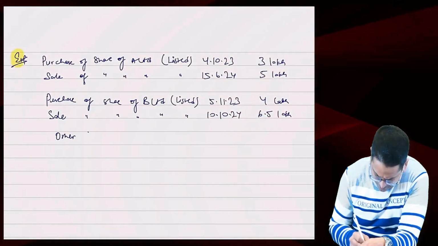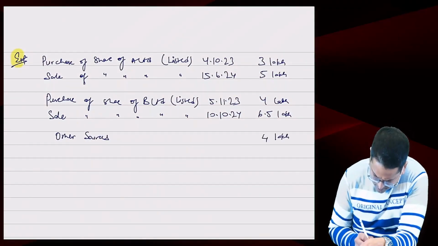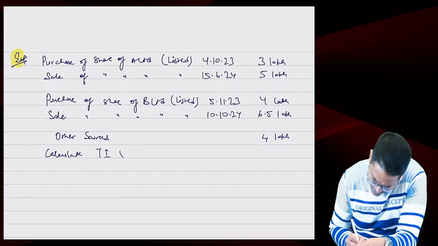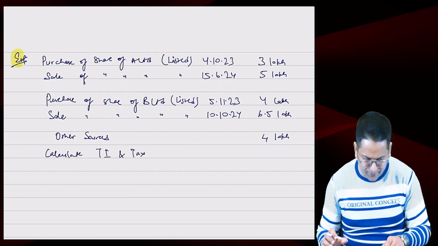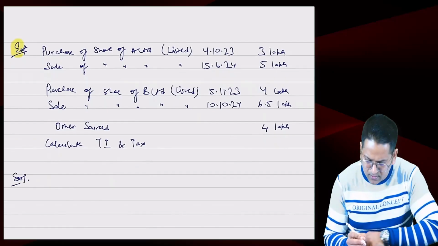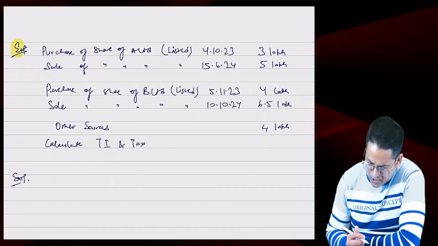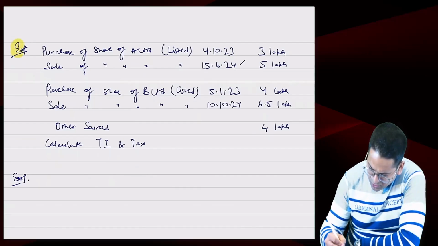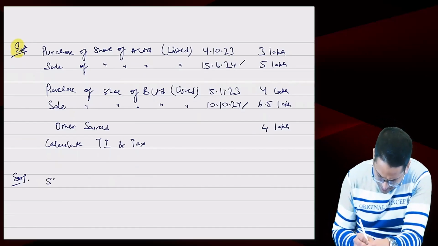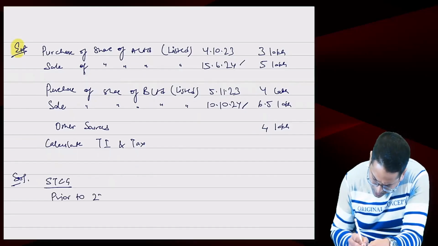Other sources income, 4 lakh rupees. Calculate total income and tax. Look at how it's calculated. Here you just have to look at transactions before 23rd July and after 23rd July. So this is before 23rd July, this is after 23rd July. We will write in short-term capital gain, prior to 23rd July 2024.